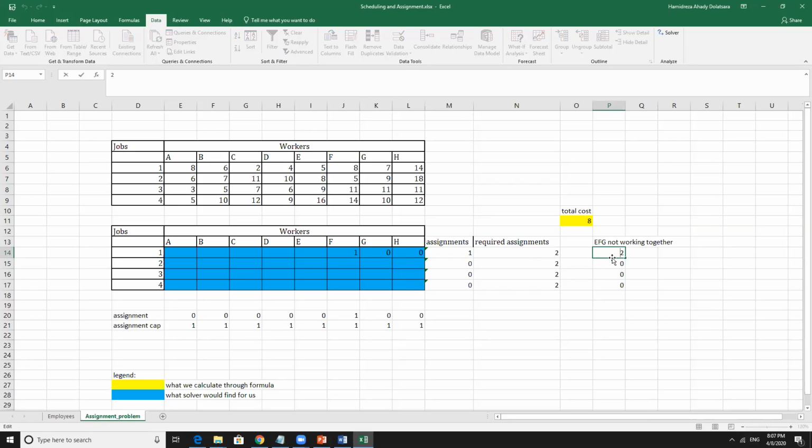Let's see. Okay, I just messed up the formula. So if just F is 1, the associated cell in this column is 1. If I use G, it changes to 2. What does it mean? I assigned F and G together. Basically, I made this column to check how many of them are assigned together in a specific job.